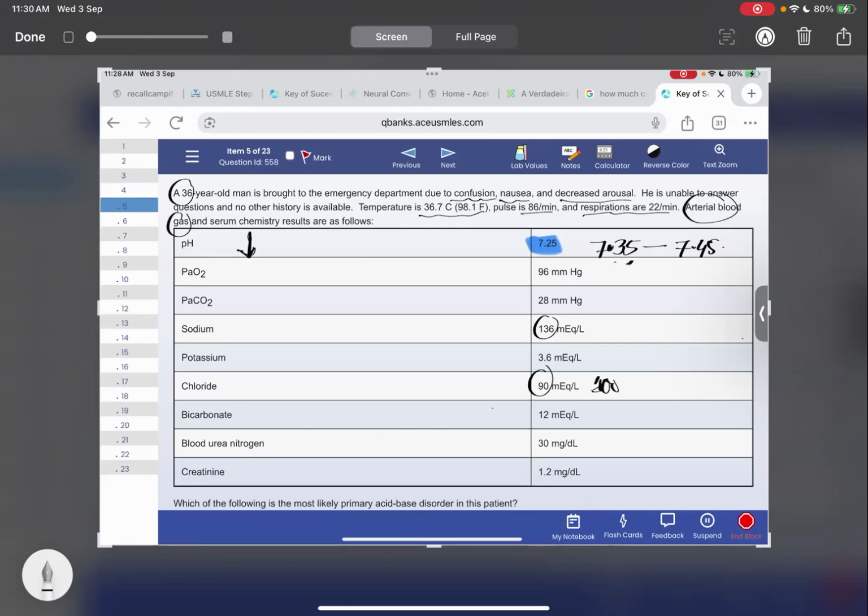So what is the bicarbonate? It is decreased. Normal is 24 to 28. What about carbon dioxide? It is decreased. Very good. So we have decreased pH, decreased carbon dioxide, and decreased bicarb.